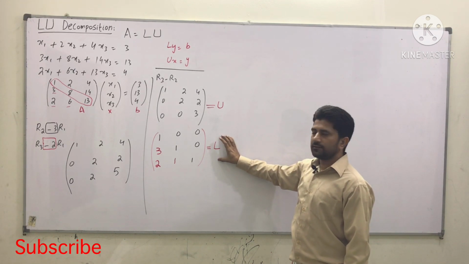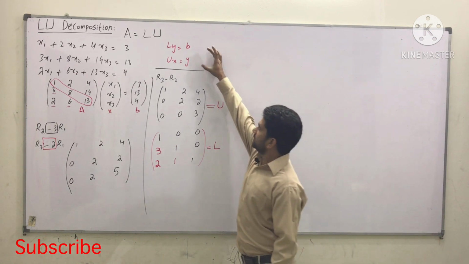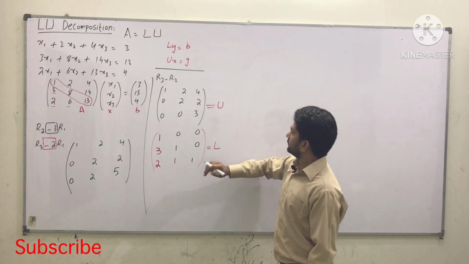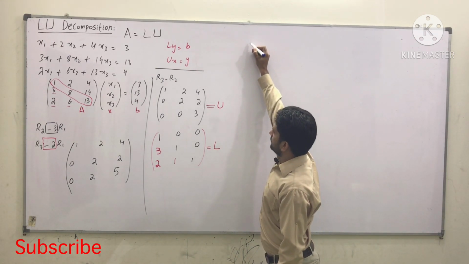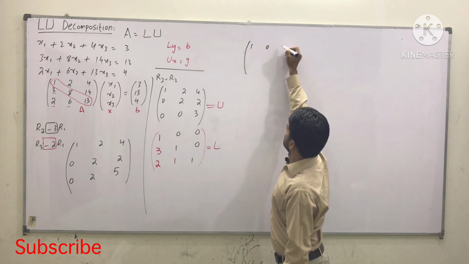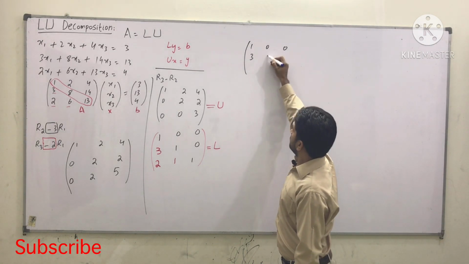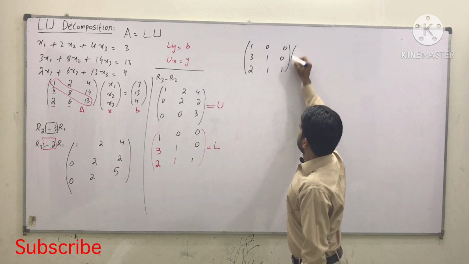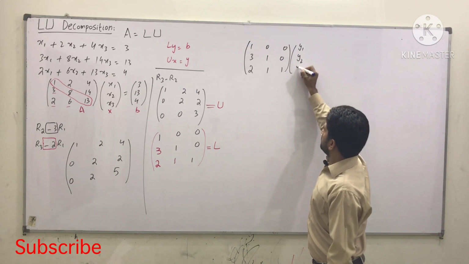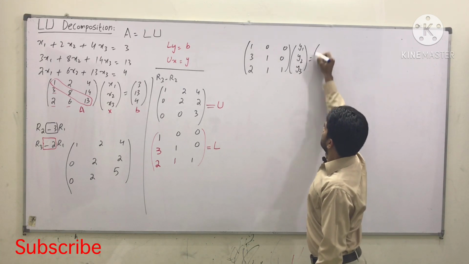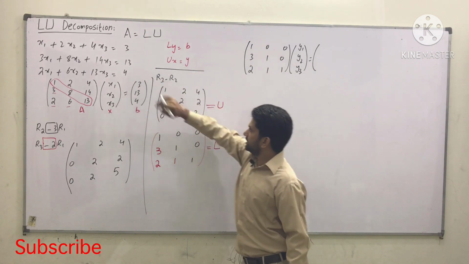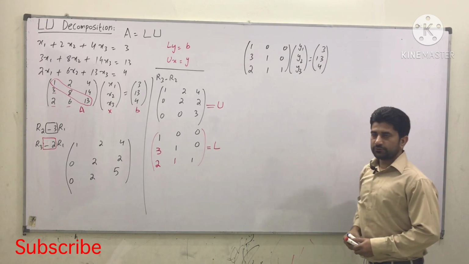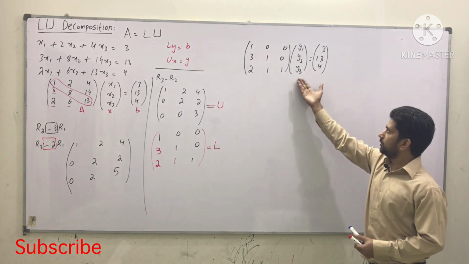Now we are going to find the next step. First is Ly equals B. L is this matrix. So write this matrix: 1 0 0, 3 1 0, 2 1 1, and here we have unknowns y1, y2 and y3, and the right hand side is B. Our B is 3, 13 and 4. Now simplify and find the values of these unknowns.